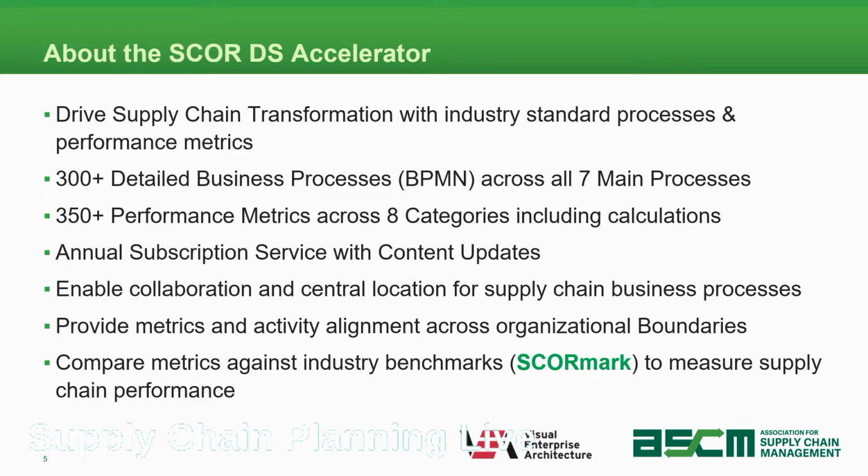There are more than 300 detailed business processes, all developed in business process modeling notation across 7 different main processes. There are also more than 350 performance metrics across 8 different categories, and they include calculations of how these metrics should be performed. The SCOR DS Accelerator is available as an annual subscription service, and our objective is to continuously provide content updates throughout the life of the subscription.